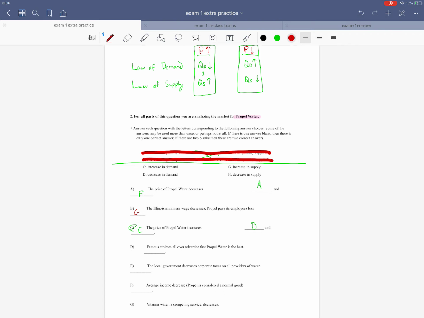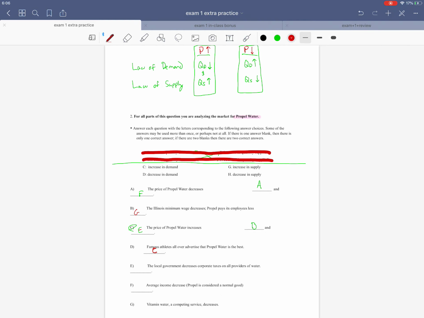Letter D here. Famous athletes all over advertise that Propel water is the best. Well, if you see your favorite athlete advertising that they drink Propel water to stay hydrated and that helps them with their performance, we can expect that there's going to be an increase in demand. So this is going to be C here, an increase in demand. So anytime a good becomes more popular, we see that that leads to an increase in demand.